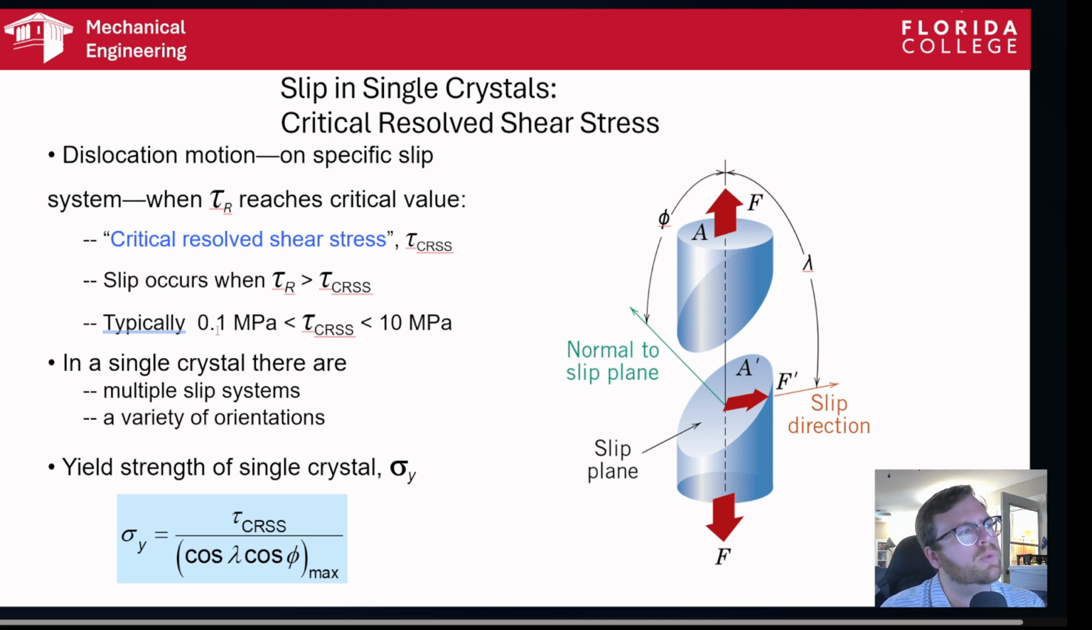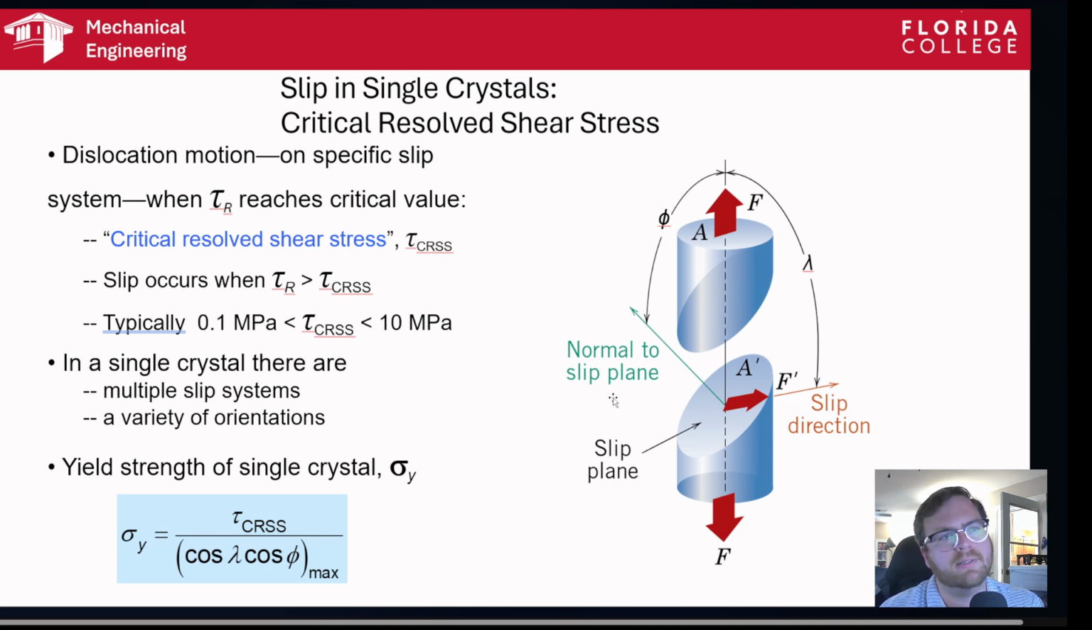It's usually between 0.1 and 10 megapascals where our critical resolved shear stress lies. And in a single crystal, there are multiple slip systems and a variety of orientations. So you kind of have to keep that in mind. We're just showing one in this picture right here, but there could be many that could be active, right?